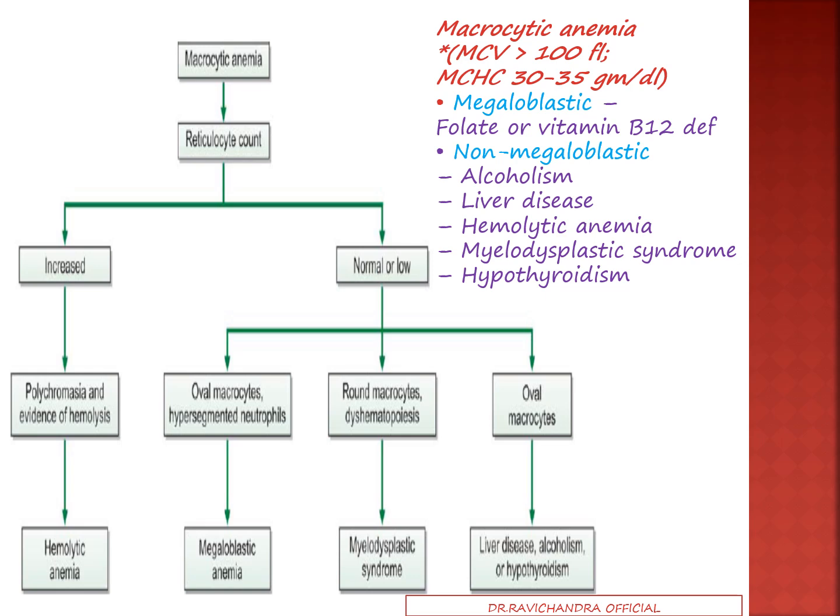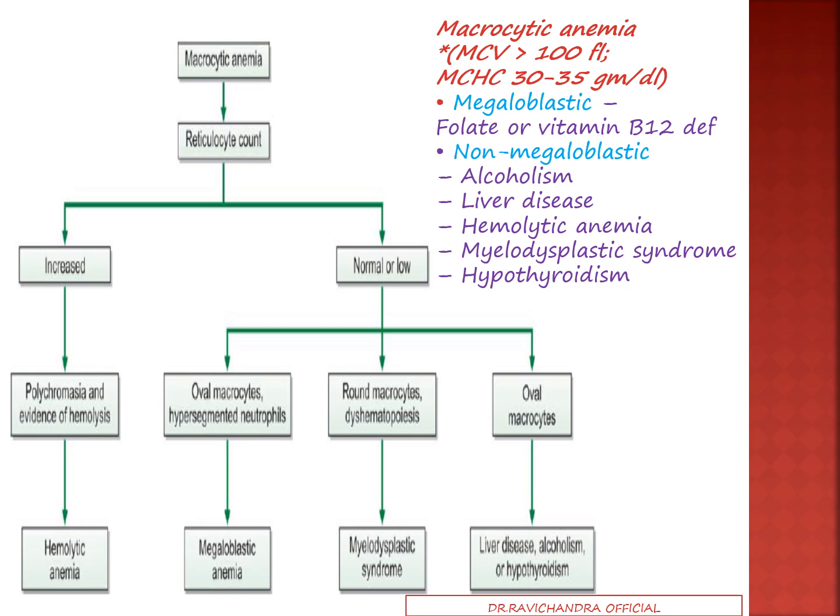So when you observe macrocytes in a peripheral blood smear of a macrocytic anemia case, you advise a reticulocyte count. If it is increased, then polychromasia and evidence of hemolysis will confirm it as hemolytic anemia. If the reticulocyte count is normal or low, and it shows oval macrocytes, then it is non-megaloblastic anemia because of liver disease or alcoholism or hypothyroidism.